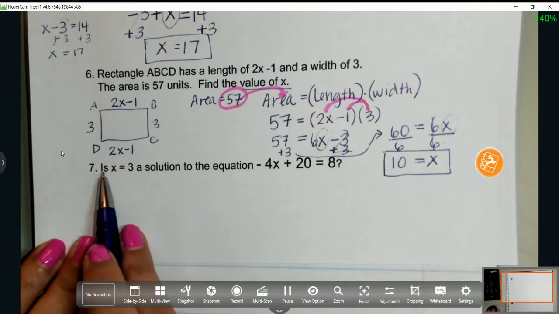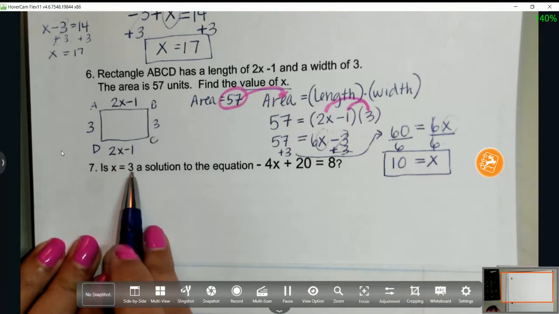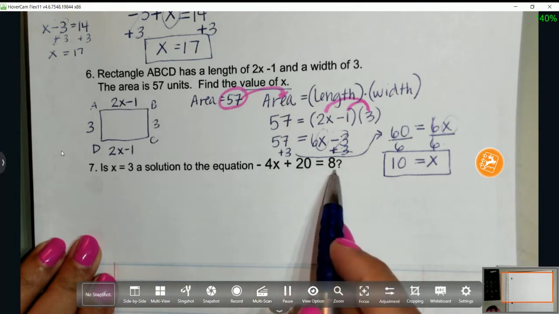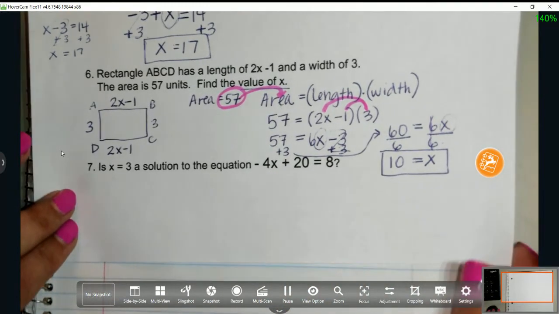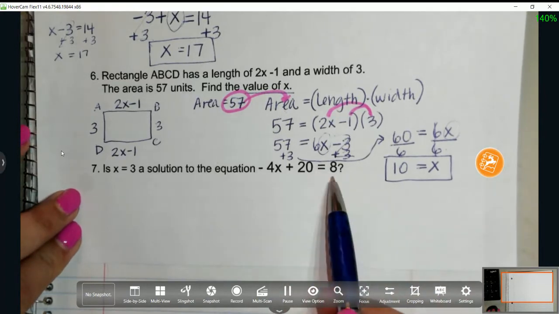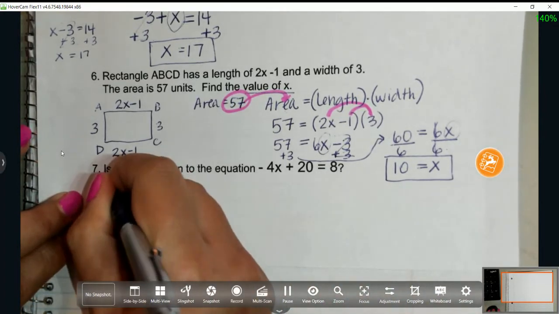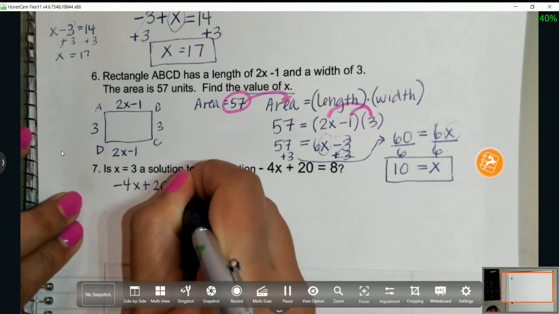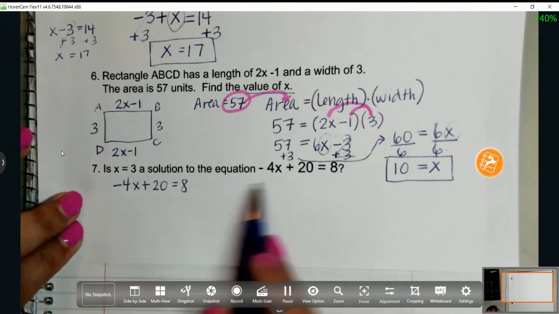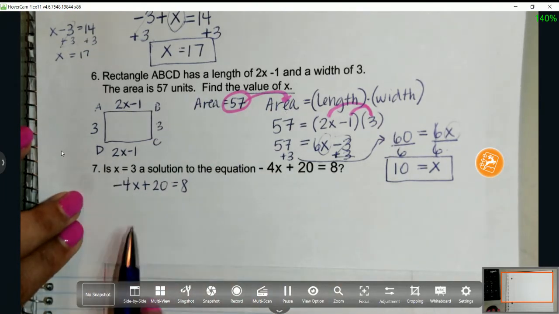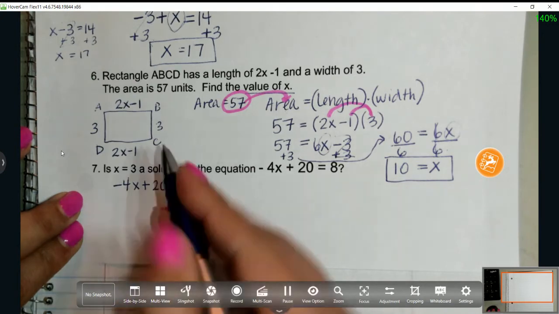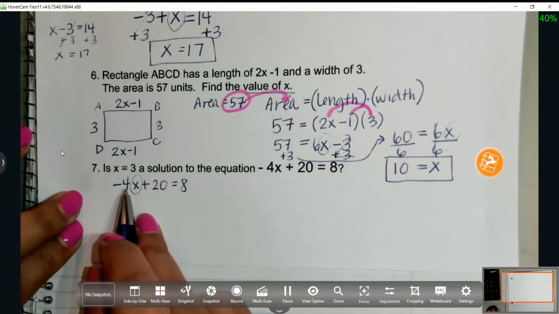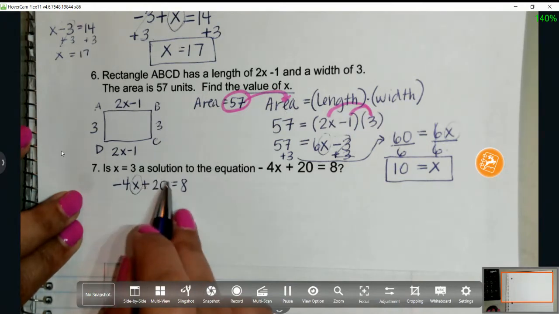As our last problem, we are asked simply, is x equals 3 a solution to the equation negative 4x plus 20 equals 8? A couple of ways you could handle this, right? We can solve for x. I'm going to solve for x because that's what we're practicing, and I want to make sure that you see as many examples as possible. So here's us solving for x and trying to see, do we get 3? I'm going to try to get x alone. I'm going to do the opposite of whatever I see happening to x, starting with anything added or subtracted.